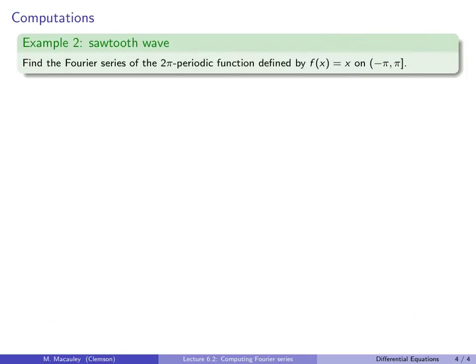Okay, so this is the next and last example that we'll do in this lecture. Find the Fourier series of the following 2 pi periodic function. It's defined on negative pi to pi, it's defined as this, and then we make that periodic. So it's this function here, and if you want to, you can draw these vertical things, though they aren't really there.